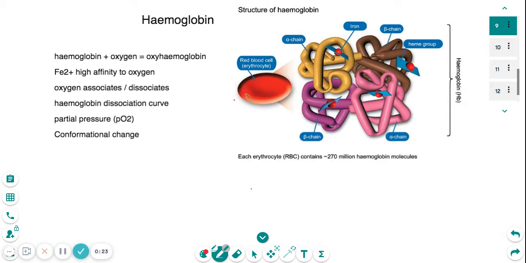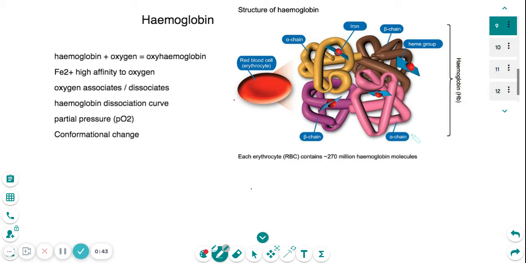They've got their biconcave shape. They've got no nucleus, so it can maximize the amount of oxygen that they can carry. And then within the red blood cell, they are carrying millions, over 200 million haemoglobin molecules.